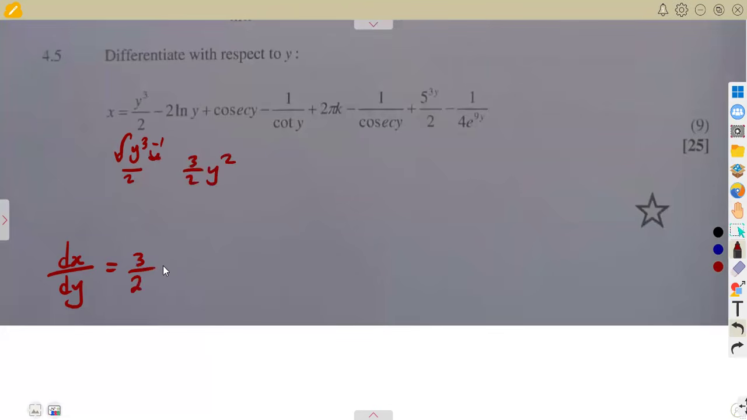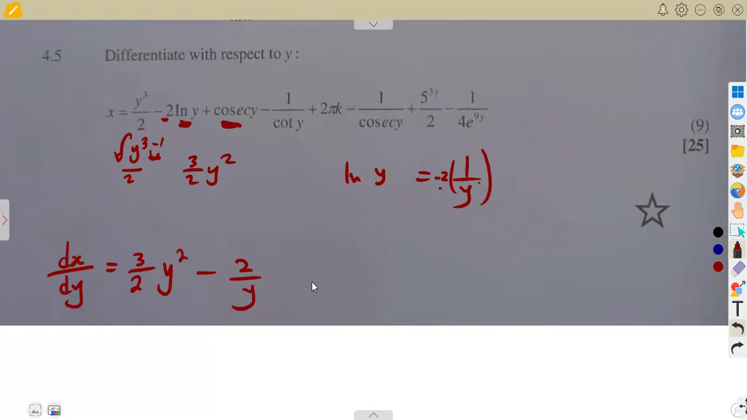So this one is 3 over 2 y to the exponent of a 2. Okay, that one is direct. The ln of y, just like what you have on x, the derivative of ln of y is going to be 1 over y like this. But there's a minus 2 that is affecting, so you're going to multiply by minus 2. So minus 2 times 1 over y is minus 2 over y.